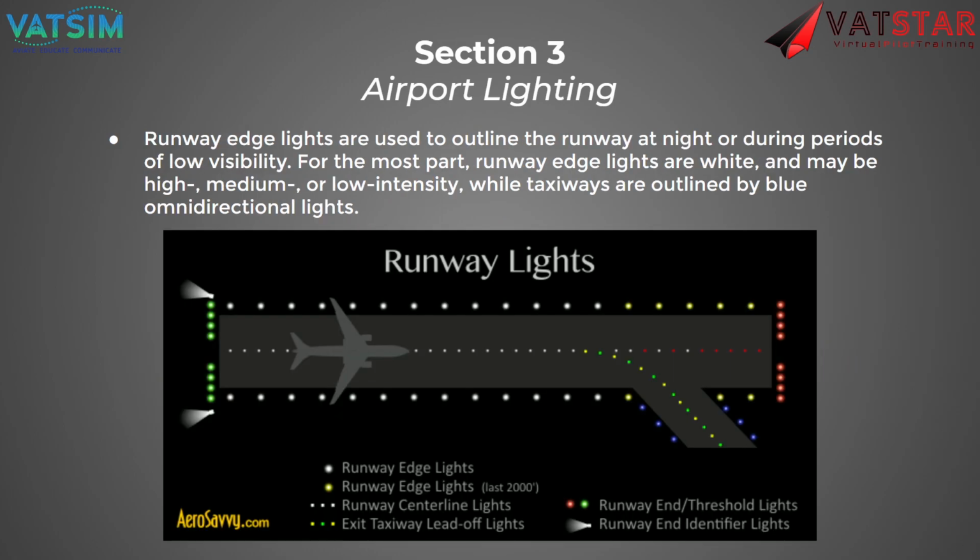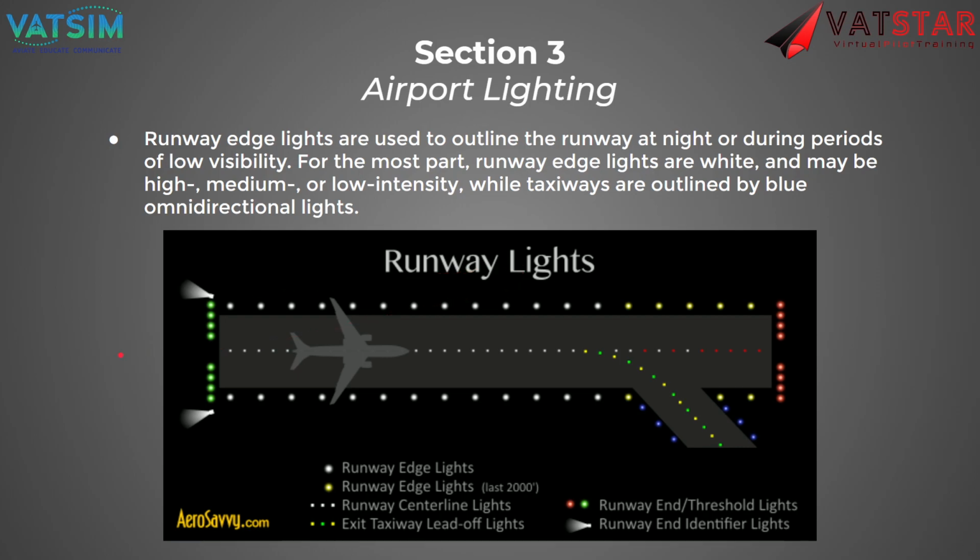Let's talk about runway lights. Runway edge lights are used to outline the runway at night or during periods of low visibility, right? So at night or in IMC. For the most part, runway edge lights are white and may be high, medium, or low intensity, while taxiways are outlined by blue omnidirectional lights. And when we say omnidirectional, we mean they're 360 degrees. Runway lights are not 360 degrees, they're actually only 180 degrees, because if you were to look at it from the opposite direction, they'd be a different color.